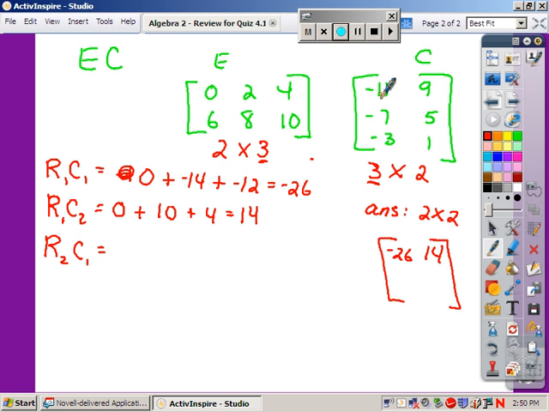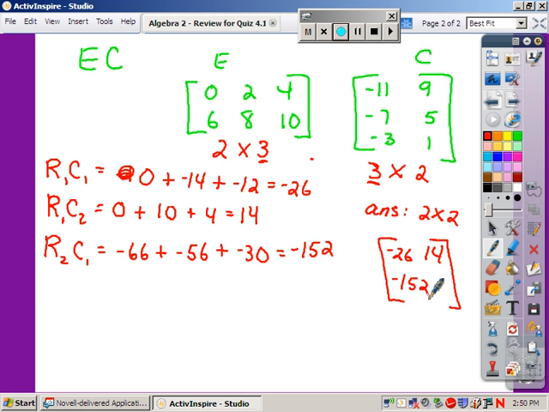So 6 times negative 11, 8 times negative 7, and 10 times negative 3. I guess that one's meant to test your addition skills a little bit. Let's see. I'm thinking 110, 140, and 12 more, negative 152. That's here.